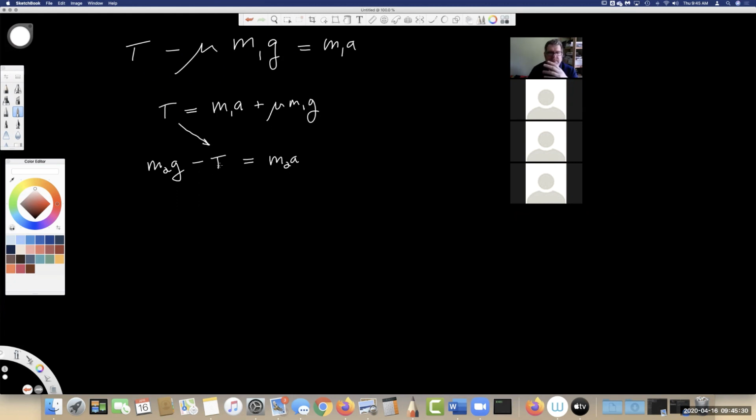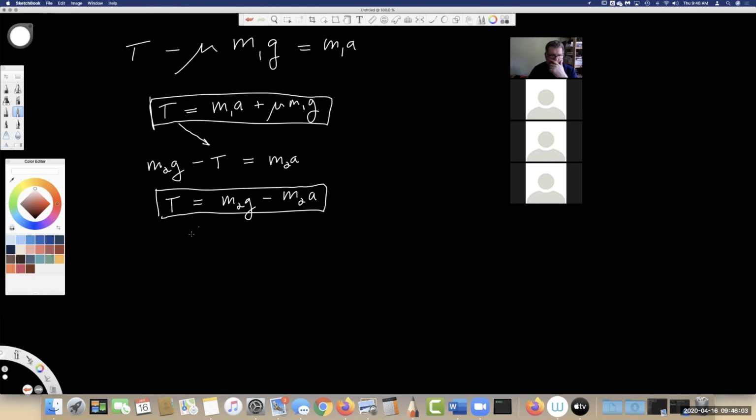But that sometimes folks find a little bit confusing because I would have to make this negative and I would have to make this negative. So let's do what I originally said I was going to do. I'm going to solve this equation for T. The way I'll do that is add T to this side and subtract M2A from this side. So I have that T is equal to M2G minus M2A. So I have this equation that says that T is equal to this, and I have this equation that says that T is equal to this.